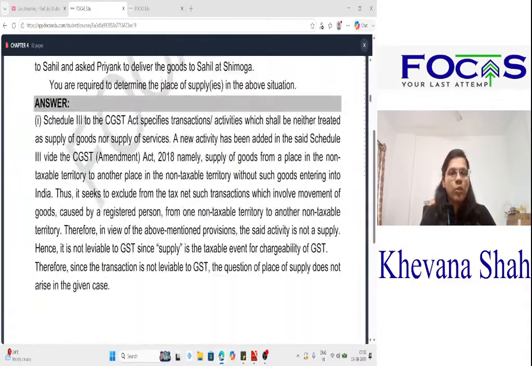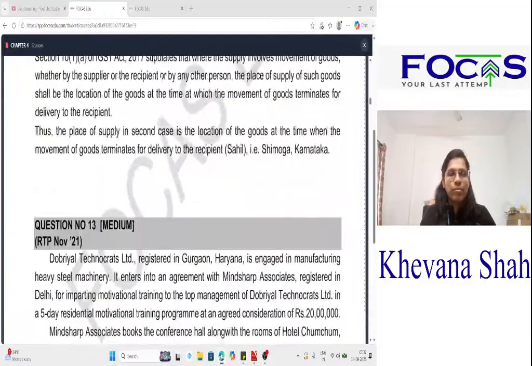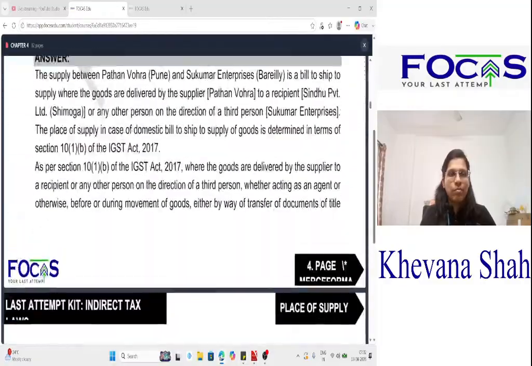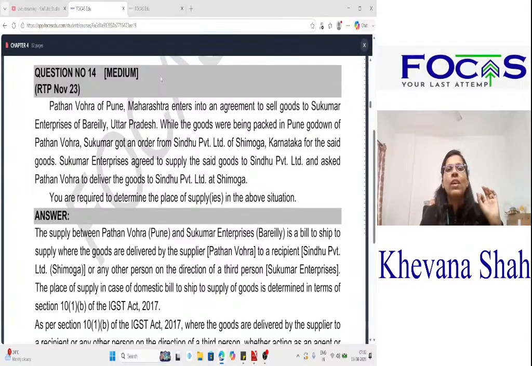Now let's move to question number 14. Pathan of Pune, Maharashtra enters into an agreement to sell goods to Sukumar Enterprises of Bareilly, UP. While the goods were being packed in Pune godown of Pathan, Sukumar got an order from Sindhu Private Limited of Shimoga, Karnataka for the said goods.